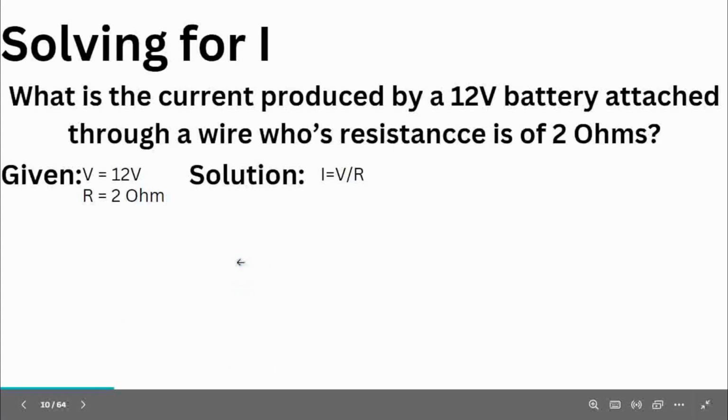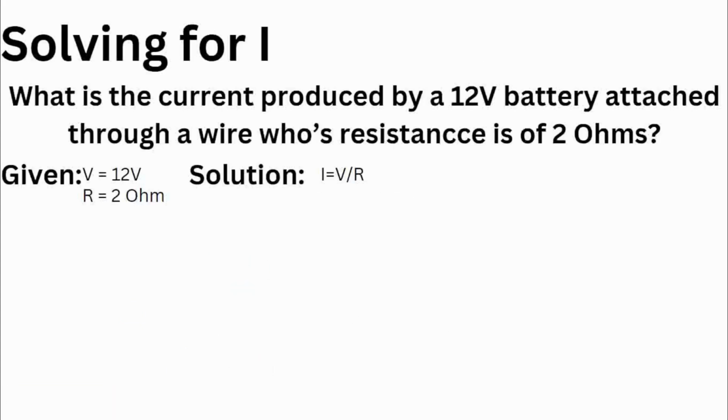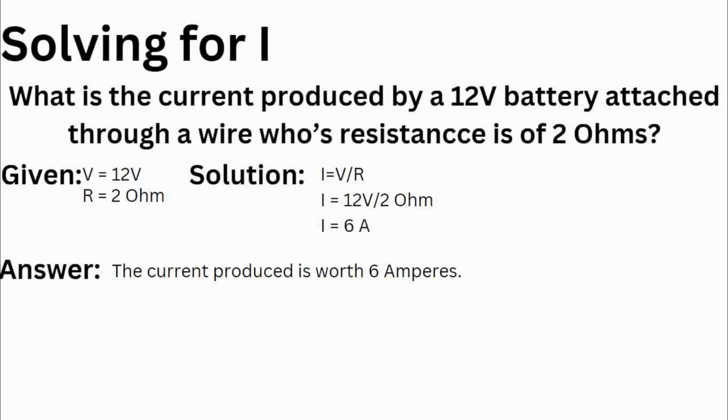So I is equivalent to V over R. We already have the values for V and R, and they're also in the correct units. So let's just plug them in. Our current is equivalent to 12 volts divided by 2 ohms. And if you put that in your calculator or just use your brain, you've got 6 amperes. So our answer is the current produced is 6 amperes.